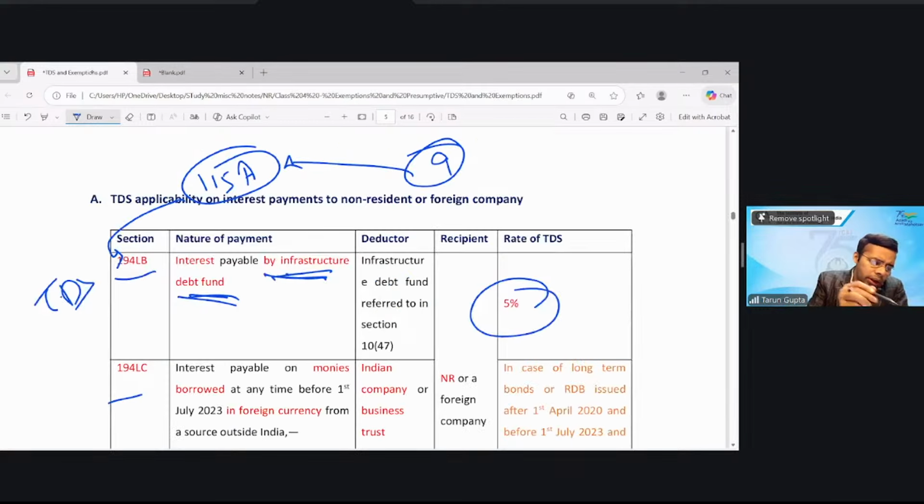So if the non-resident lends money to an infrastructure debt fund, the only purpose for which these funds are created is to build infrastructure in India, then such income shall be taxable at the rate of 5% in the hands of such non-resident.